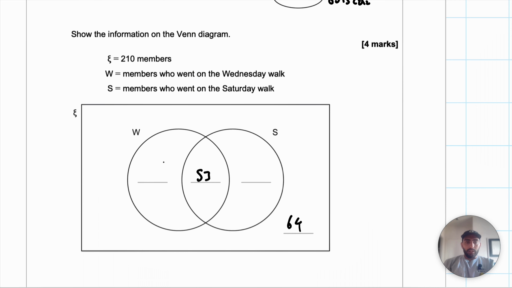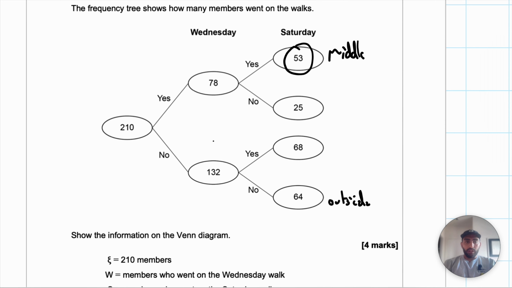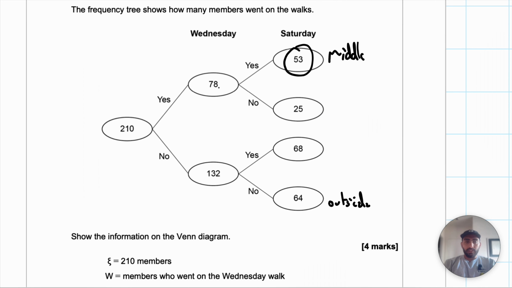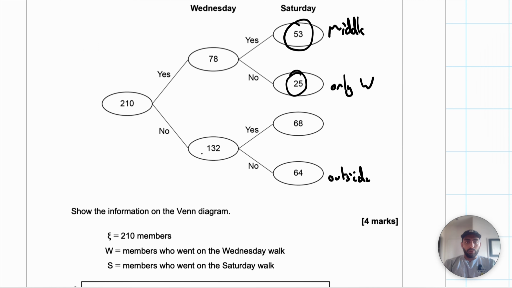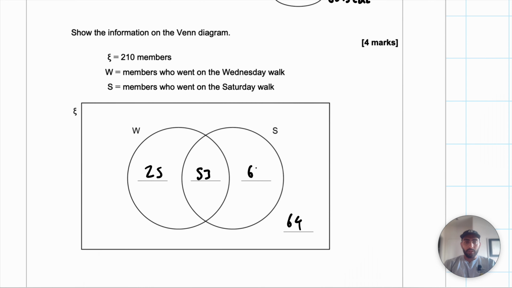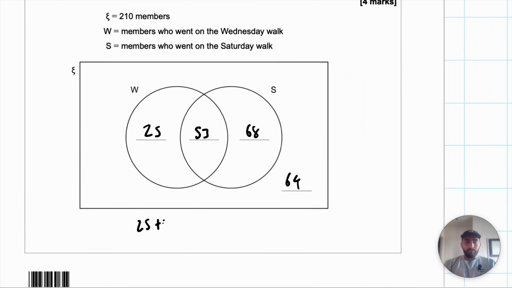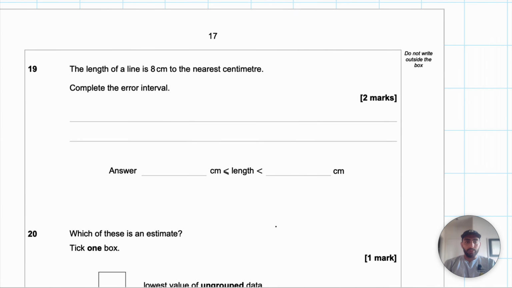64 goes there. Now what we need to do is find the people who went on only Wednesday and only on Saturday. So for Wednesday, if they said yes here and no here, that's the people that went on only Wednesday. So 25 goes there, and I'm going to do the same thing with Saturday. If they said no here and yes here, that means they only went on Saturday, so that'd be 68. The way that you can check this, if you add up all of these numbers, so 25, add 53, add 68, add 64, it should give you 210, and it does, so that means it's correct.